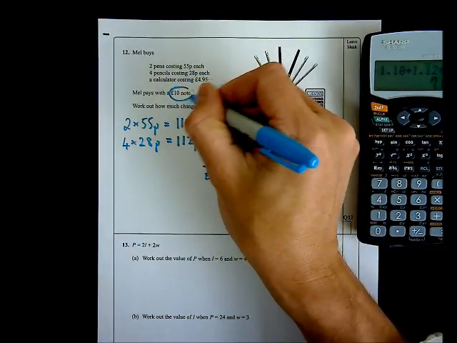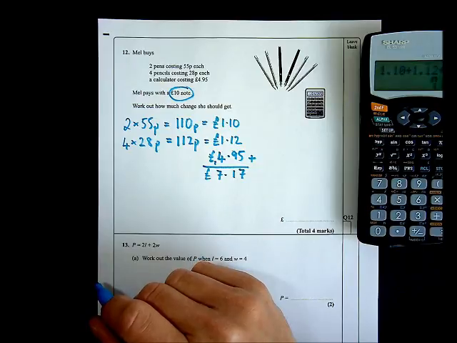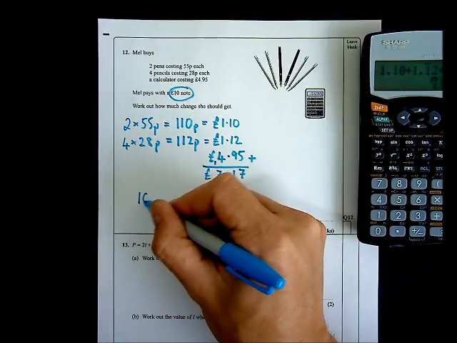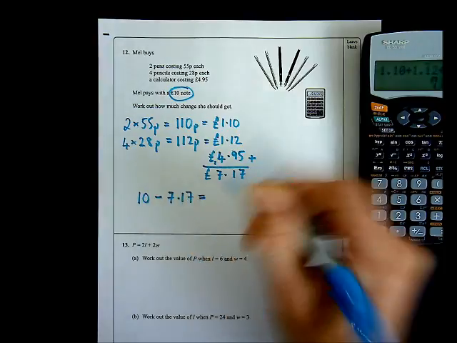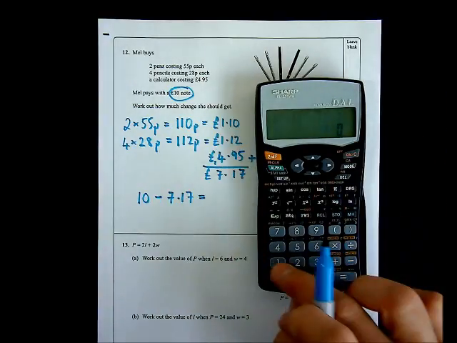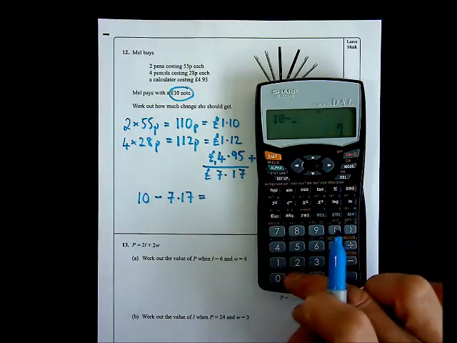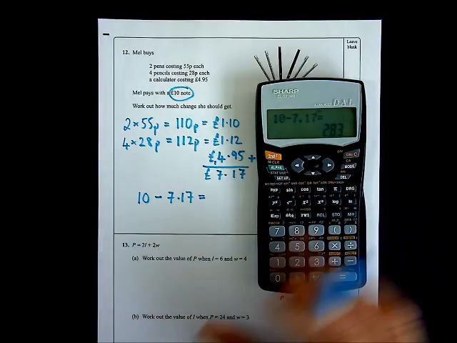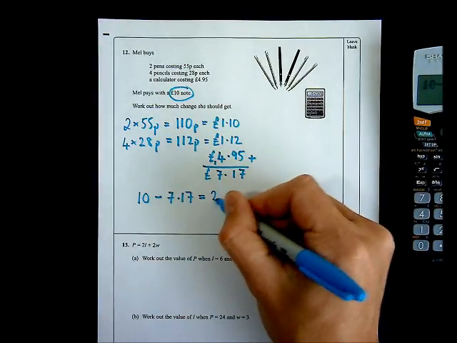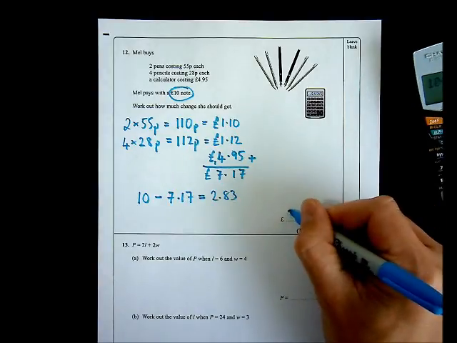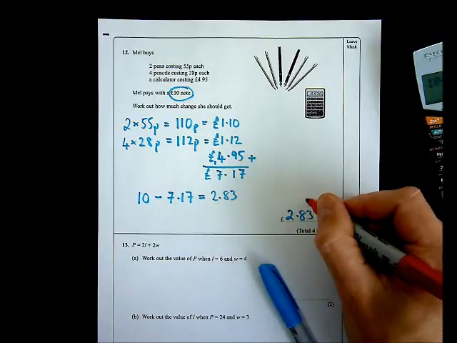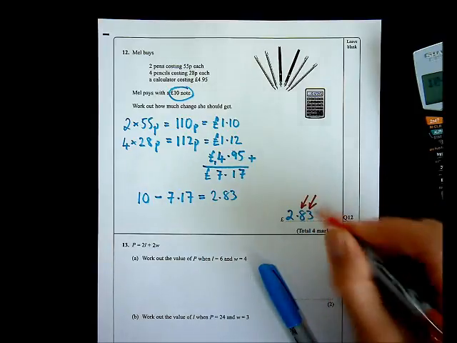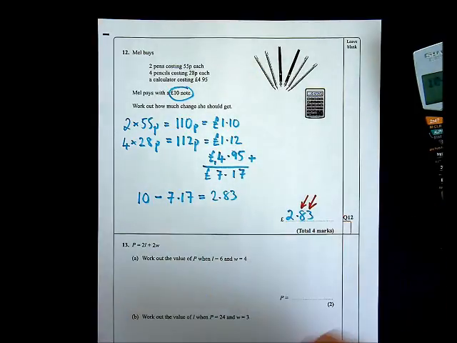pays with a £10 note, and I'm told to work out how much change she should get. So I need to do £10, take away £7.17. And again, I'm going to do this on my calculator, so 10 take away £7.17 is £2.83. Now, always worthwhile when you do a question involving money to make sure that we have got 2 numbers after the decimal point to signify the pence.